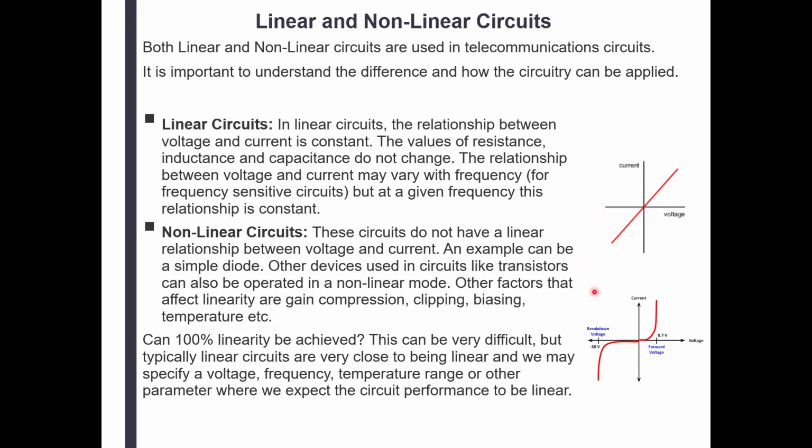In nonlinear circuits, we don't get a straight line. These circuits do not have a linear relationship between the voltage and current. As an example, it could be a simple diode. I'm pretty sure by now you have done some labs involving a regular rectifier diode, so you could pretty much remember that, let's say it's a silicon diode, then you reach the barrier, the voltage barrier.